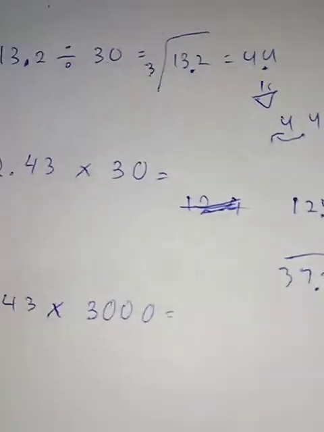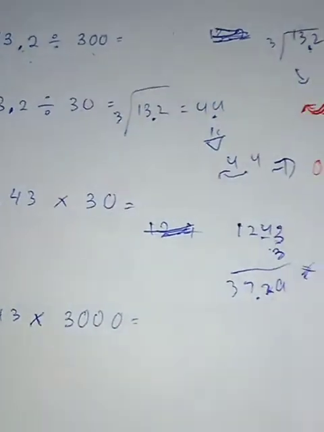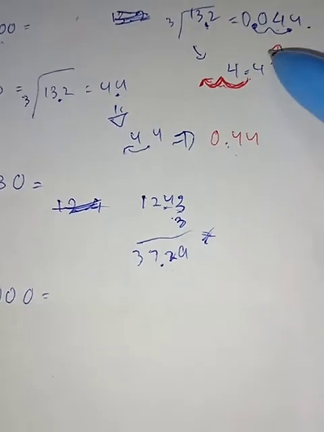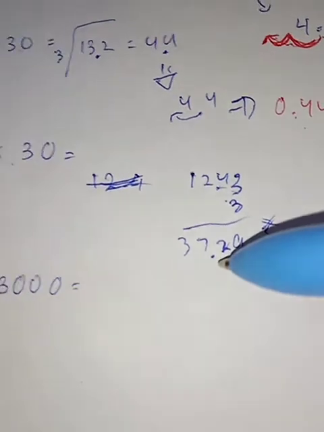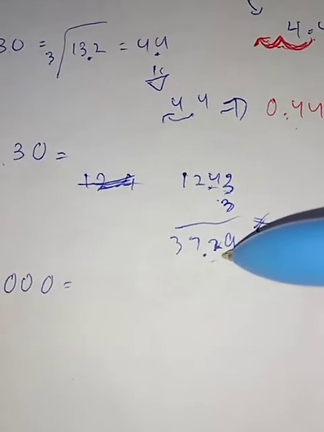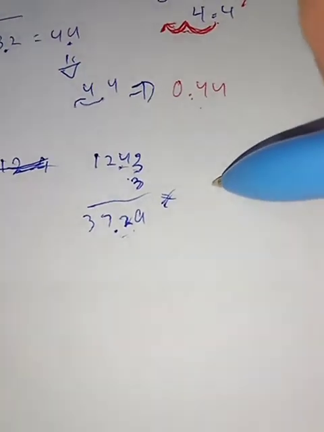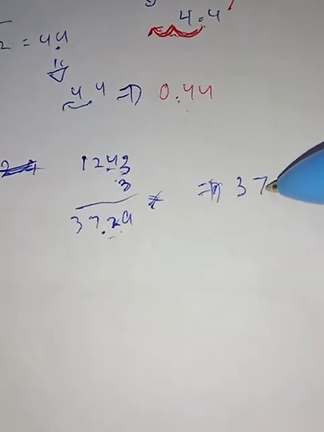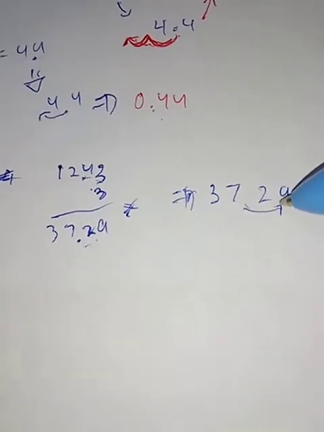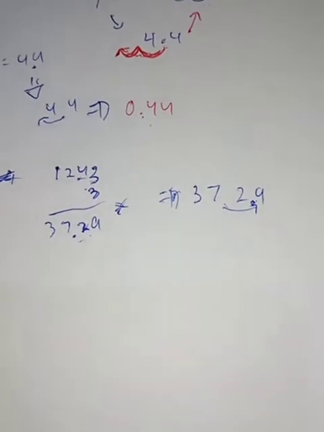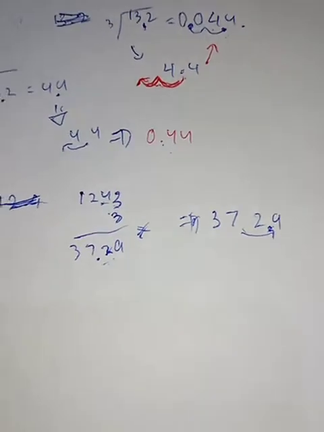So what are you going to do? When you divide, you move the decimal point to the left side. When you multiply, you do the opposite, so you move the decimal point to the right side. So now it becomes, from here to here, 372.9.